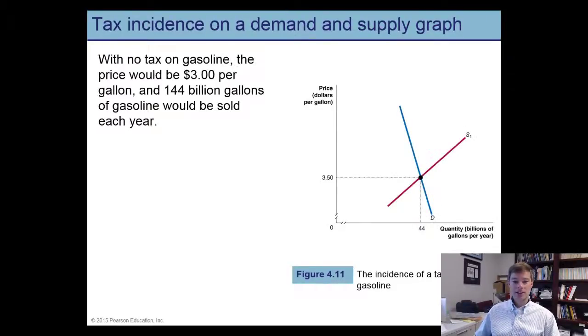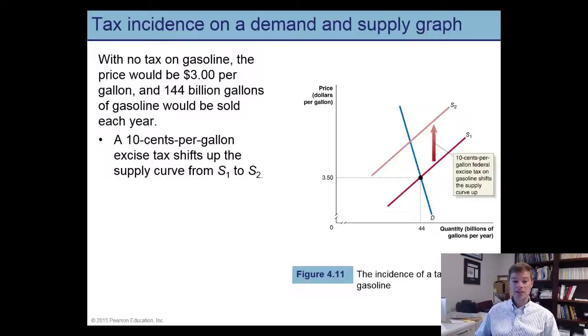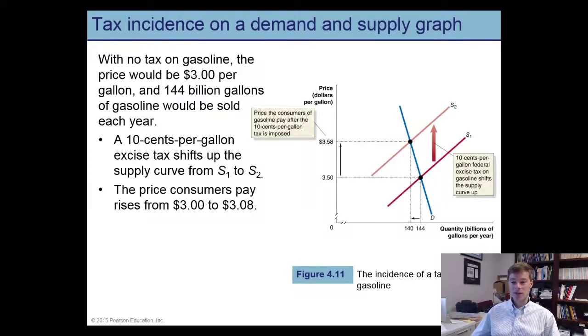Okay, let's look at a tax on gasoline. Initially, the market price is $3.50 and the equilibrium quantity is 44 billion gallons per year. Then if we add a 10-cent tax per gallon, this will shift the supply curve up by 10 cents. It will shift the supply curve up vertically by an amount equal to the size of the tax. The new equilibrium quantity and price will be where the original demand curve intersects the new supply curve with the tax. This will be at a price of $3.50, and the new equilibrium quantity will be 144 gallons per year.